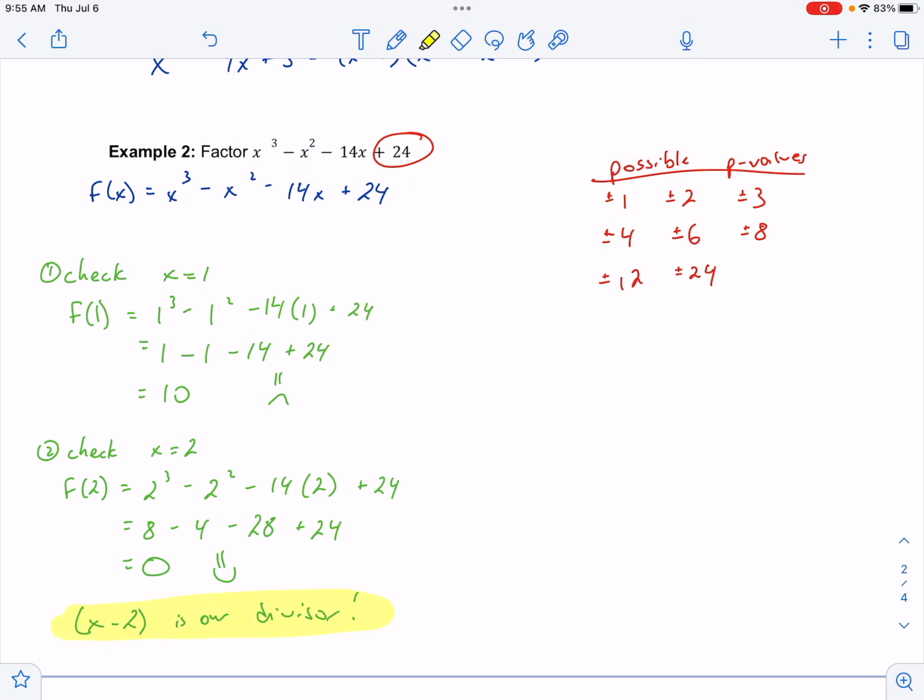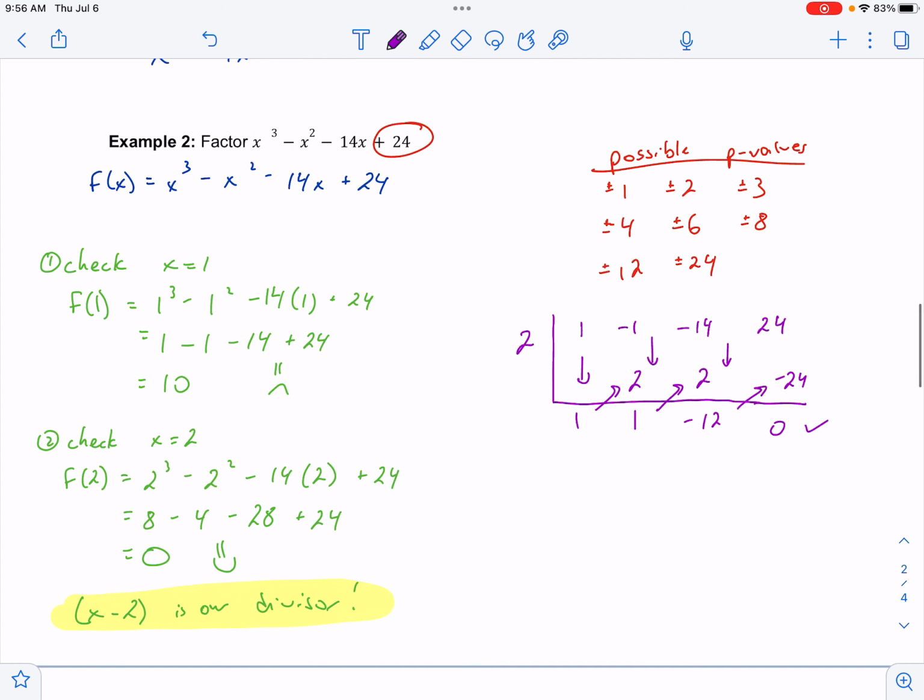Okay. Let's go ahead and divide now. So my p-value is 2, and I'll write out my coefficients. 1, negative 1, negative 14, 24. Bring down the 1, multiply across. Add down, multiply across. Add down, multiply across. Add down. The remainder is 0. We have done our job correctly. X minus 2 is indeed a factor.